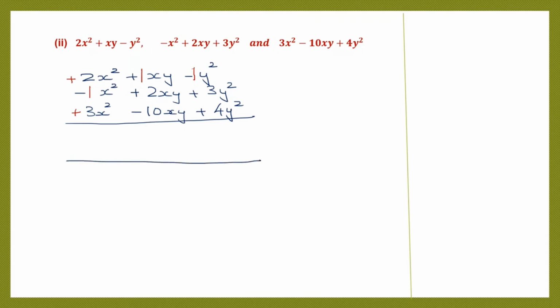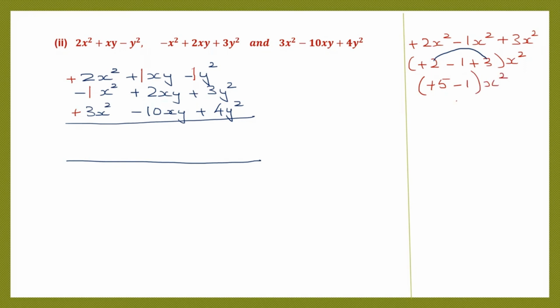So let's take only the x squares to the working column. Plus 2x square minus 1x square plus 3x square. Let's take only the numbers: plus 2 minus 1 plus 3x square. Add the numbers with a plus sign: 2 plus 3 is plus 5 minus 1x square. 5 minus 1 is 4x square. So we have found the x square column, plus 4x square.